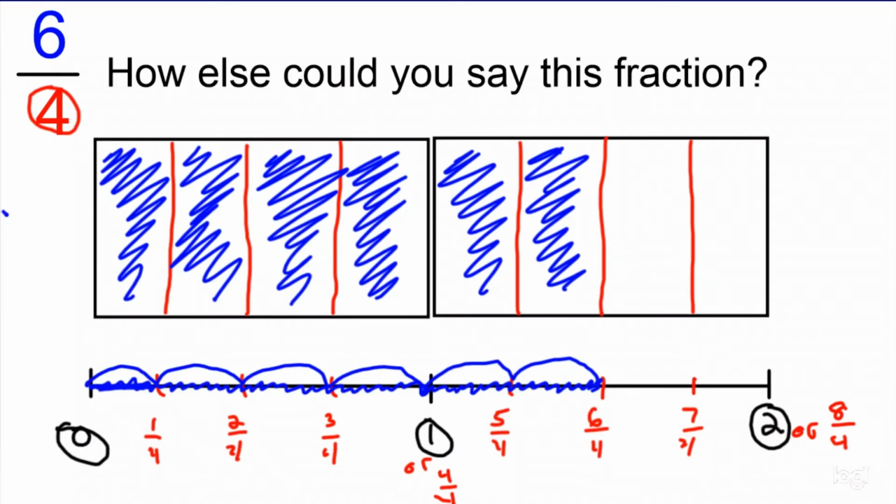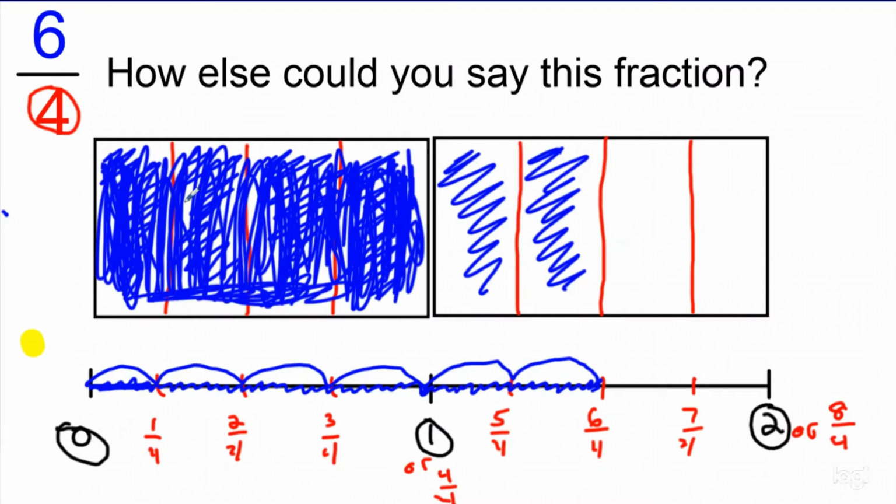Now, the question today is, how else could you say this fraction? We know we have 6/4, okay, but is there another way to say it? And in fact, there is. You could write this fraction as a mixed number. So for a mixed number, you're going to have your whole number and then a fraction next to it. I see right here that I had 1 whole brownie shaded in, or 1 whole area model shaded in. So my whole number is going to be 1. And then my leftover fraction was 2/4. I had 1 whole shaded in and then 2 pieces out of 4. This is another way to write this fraction.